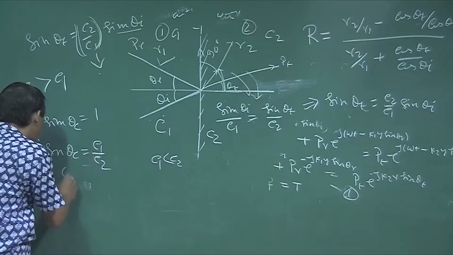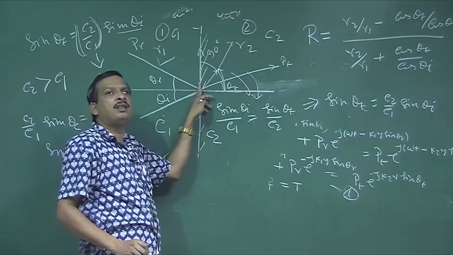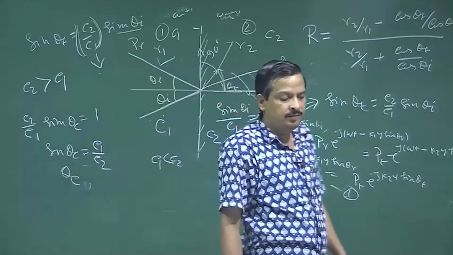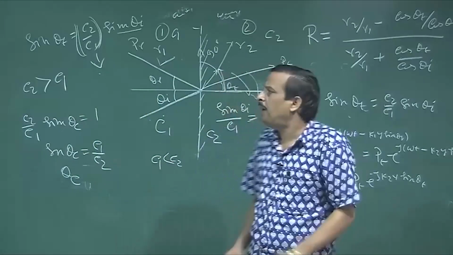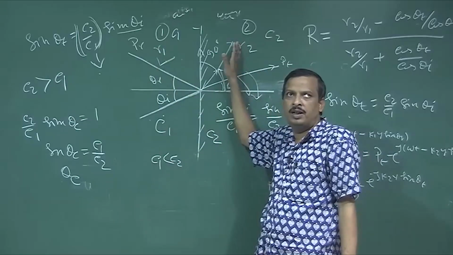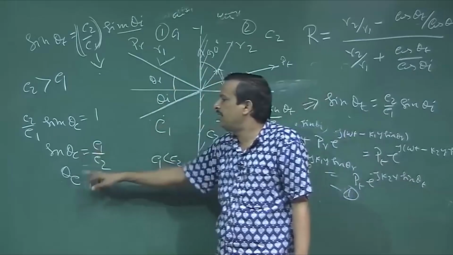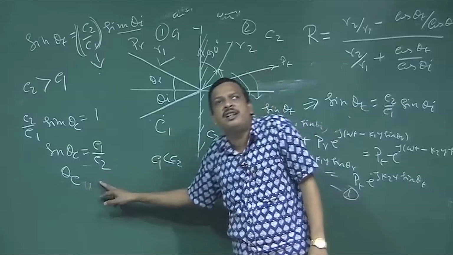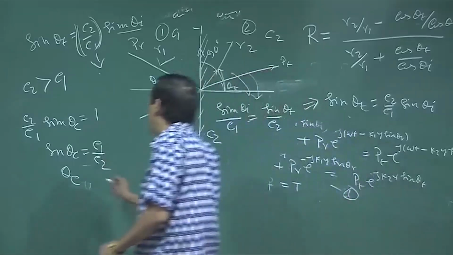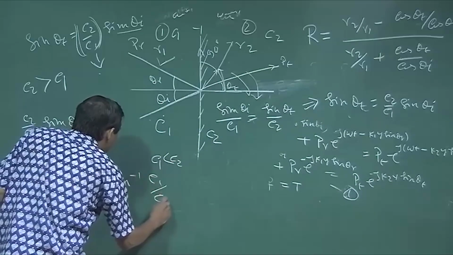So, theta c, the critical angle for which the transmitted angle is 90 degrees, is C1 by C2. If I give you the velocity of sound in two media and ask you to find the critical angle, then the critical angle theta c is nothing but the sine inverse of C1 by C2.